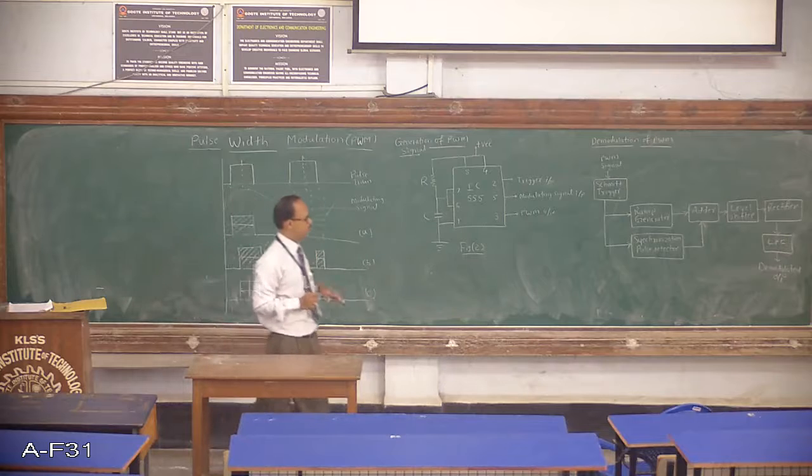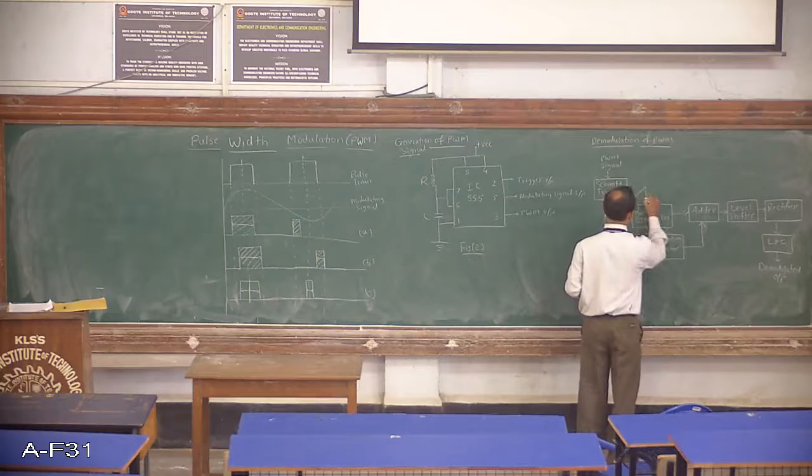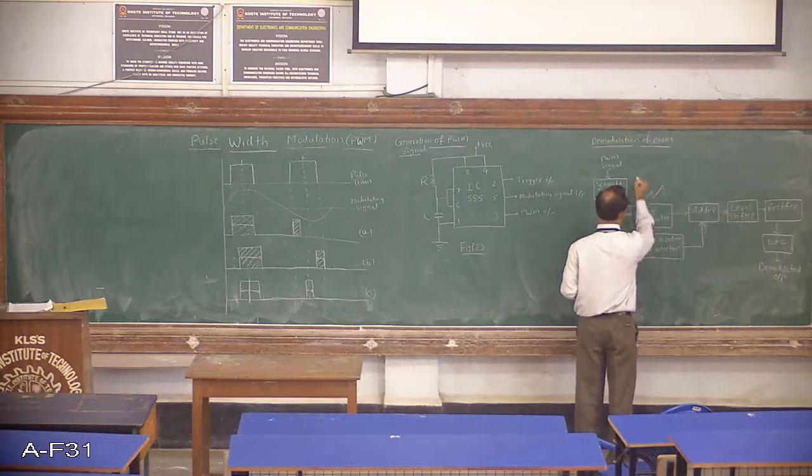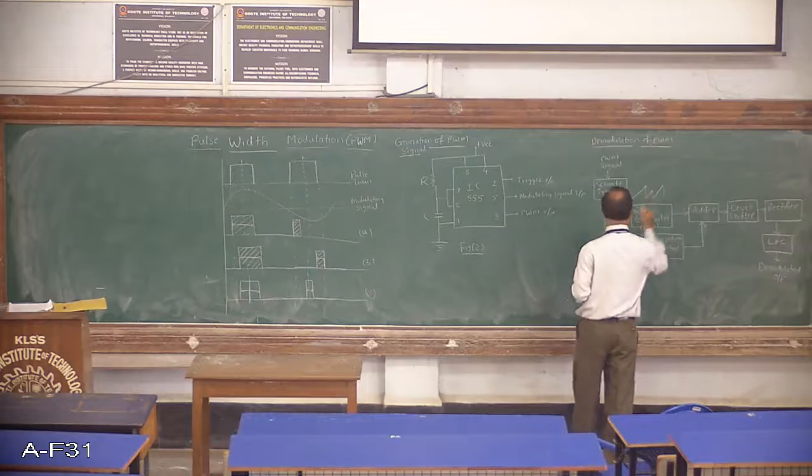So this ramp generator will generate a ramp. The ramp signal is something like this. Here the height of this ramp depends on the width of the pulses. If the width is more, then the height will be more. If the width is less, the height will be less, and so on.